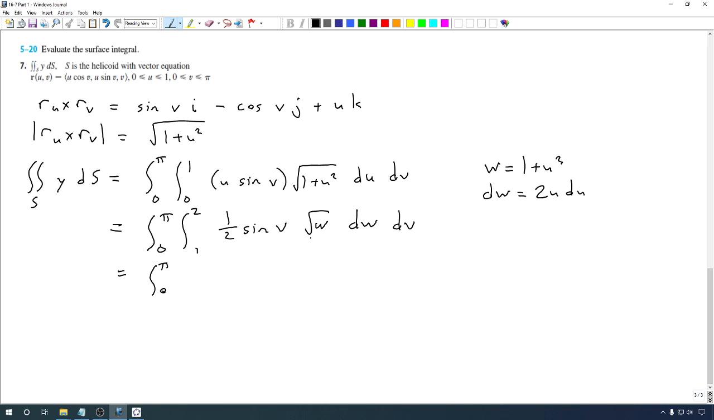Go ahead and take the integral of the square root of w. Remember, that means we raise the power by 1. So a power of 1/2 becomes a power of 3/2. We end up having to divide by the new power. So we have a 1/2 divided by 3/2, which turns into a 1/3. We still have the sine of v in there. And we need to evaluate this from 1 to 2.